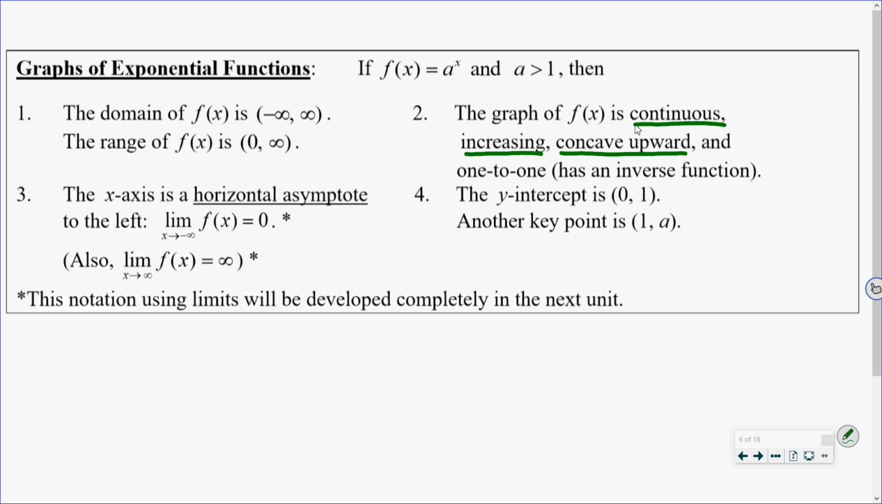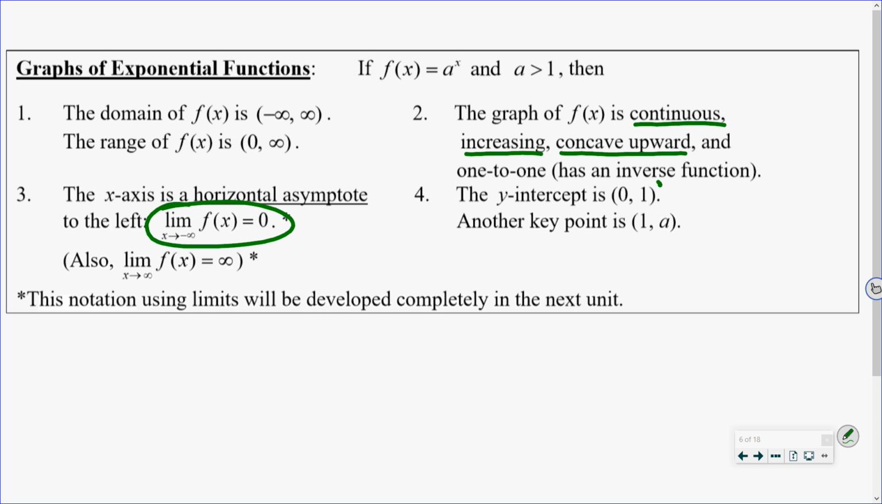Number 3, it says there's a horizontal asymptote as I go to the left. This notation we haven't used before. What this is saying is as x goes to negative infinity, y, or f of x, goes to 0. It's really the same thing as I wrote. This is using something called limit notation, which we're going to get a lot into in our next chapter. See the little star down here? So we're not going to worry a whole lot about it right now.